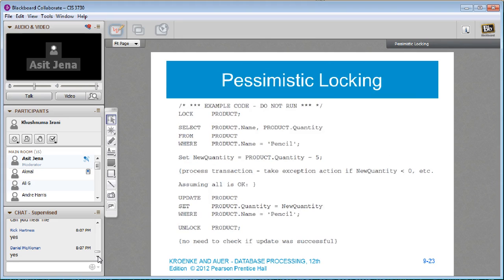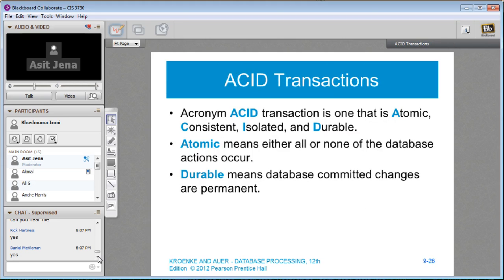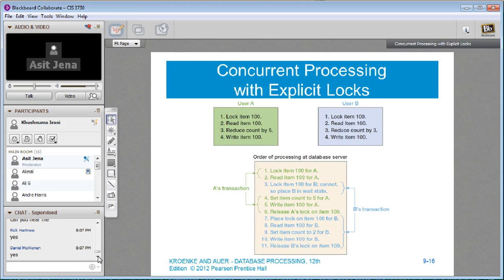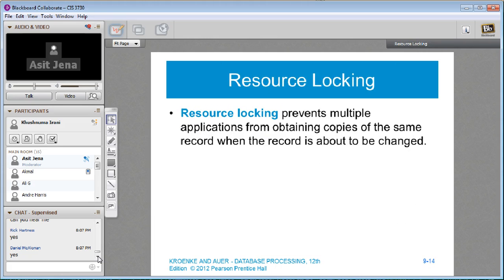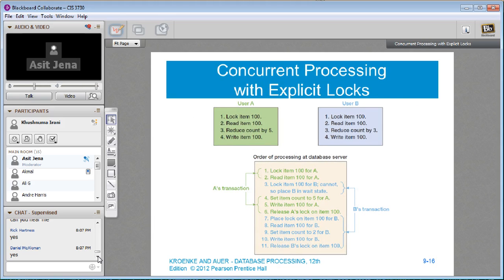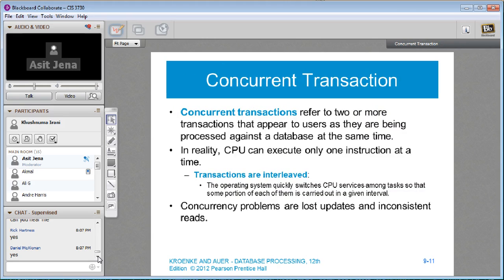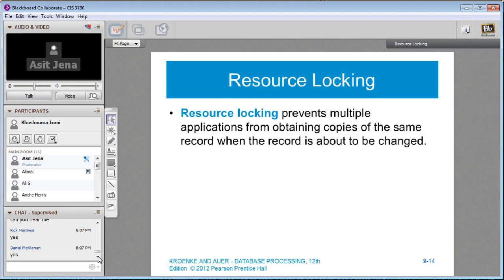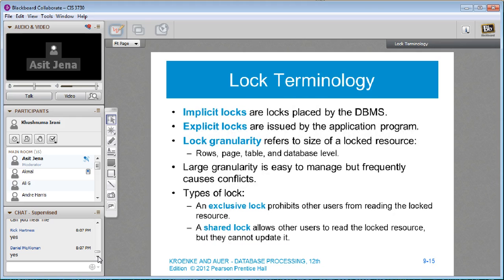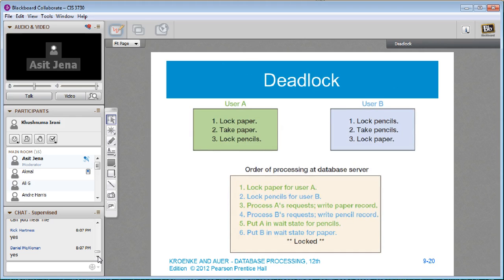Again, I'm not interested in getting a lot of detail about locking. As far as locking goes, the book goes into too much detail, and I think that's beyond the scope of this class. But as long as you understand what locking means and what exclusive versus shared lock is, I think that's good enough.